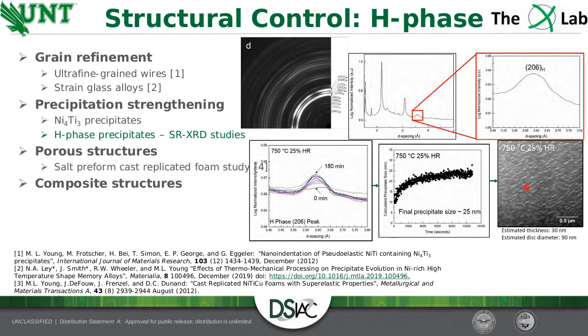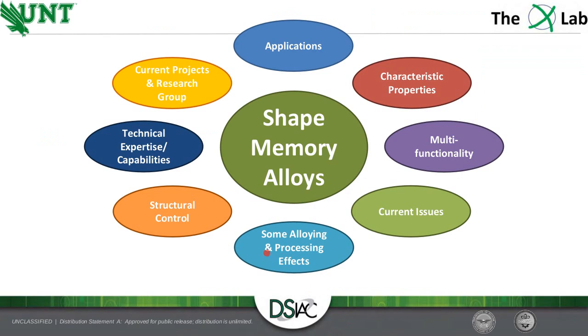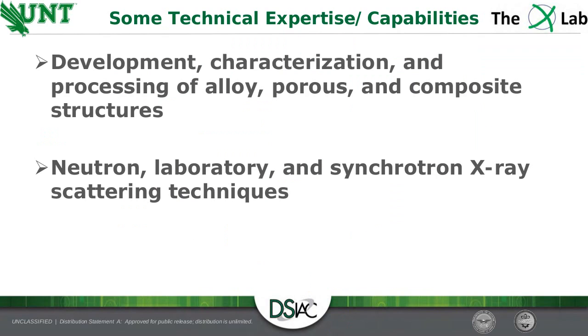So now we're going to talk a little bit about some of the technical expertise and capabilities I have in the lab. I've talked about that already a little bit, but I'll mention it again. We do a lot of development, characterization, and processing of alloy, porous, and composite structures. Those are some of the things we're looking at. And then we also tie this to neutron laboratory and synchrotron X-ray scattering techniques. These are non-destructive testing where we can observe some of the things that we see in the other materials.